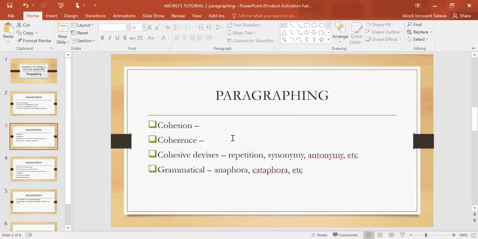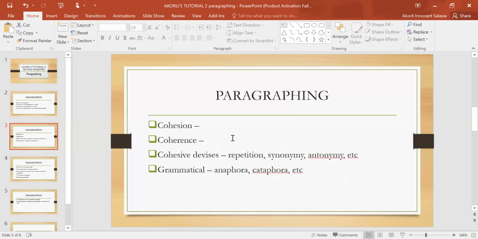So basically, the text must have achieved cohesion to become coherent. It must achieve cohesion first in order to achieve coherence. So what are some of the techniques? I mentioned some of the techniques already.